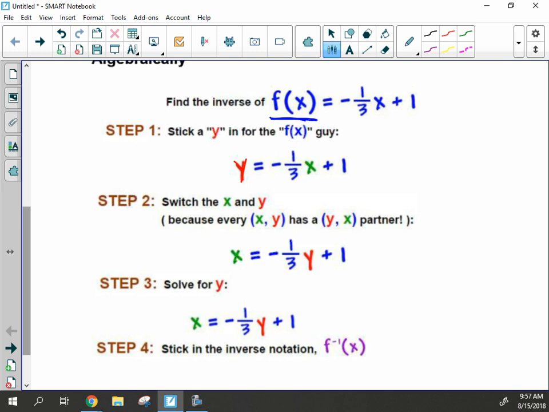So take a look at this. If I take this y and put it in front of the 1/3, and then I take this x and put it where the y used to be, all I'm doing is switching the x and y, which is the main concept of what an inverse is.